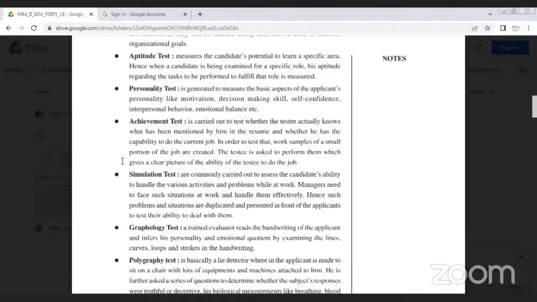The next test is the graphology test. Graphology test means a trained expert reads the handwriting of the applicant and infers his personality, emotional balance, tolerance, by examining the lines, curves, loops, strokes in the handwriting.